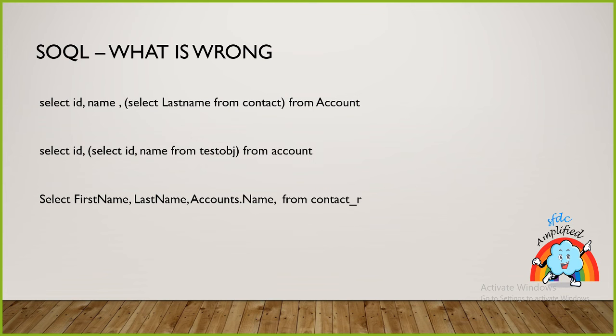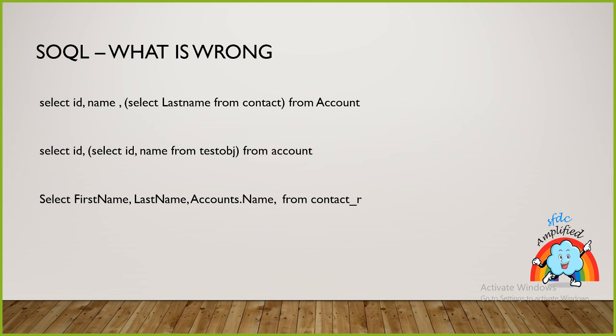Just wait for the first one. Is it child to parent or parent to child? That is parent to child, because we are getting the account details from where, and also selecting the contact's last name. So check it again.